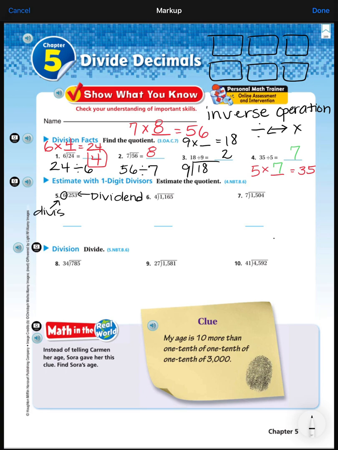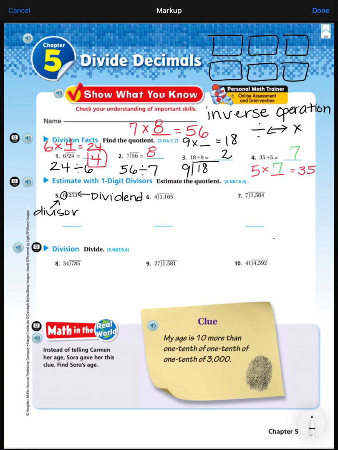And then, of course, the quotient is the answer. Okay, so this is the divisor. Just going to label it. Okay, so we've got our divisor, our dividend, and we're finding the quotient. But in this case, we are actually going to estimate the quotient. So what we want to do is find numbers that are easy to do mentally in our head to find an estimation.